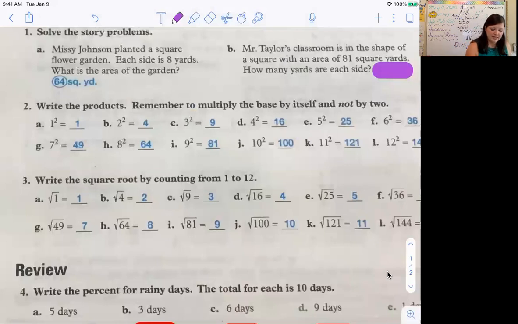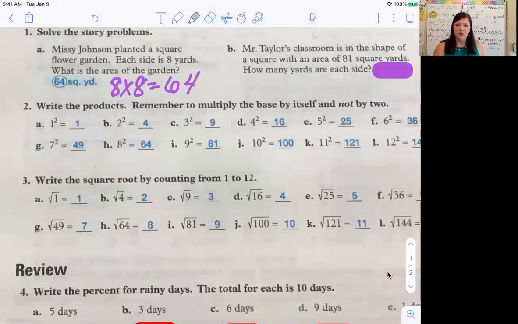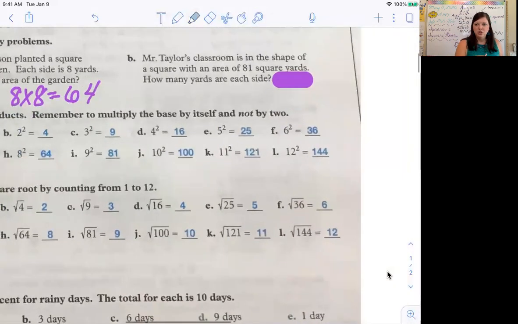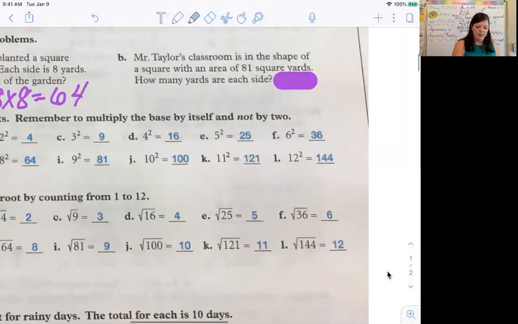We said 8 times 8 equals 64, but we remembered to put on that square units. Remember, area, you always have to square the units. Let's look at letter B. Joshua, if you were here, I would have you read letter B.